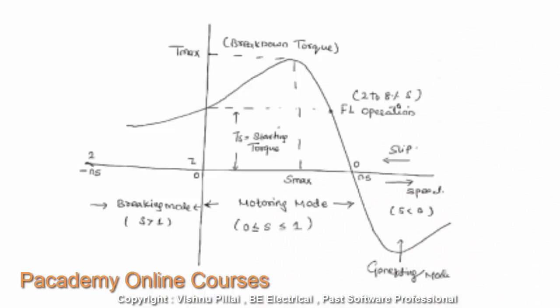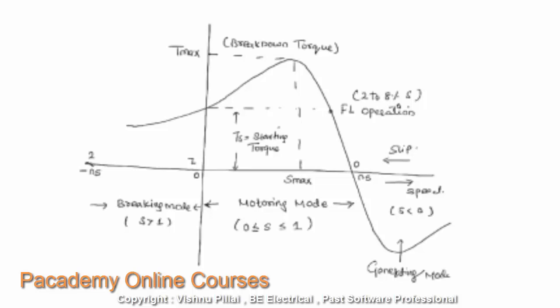There are 3 modes or regions in this graph. The one where the slip is greater than 1 comes in the braking region, and when the slip is between 0 and 1, it comes in the motoring mode, or when the induction motor is running as a motor. When the slip goes less than 0, that is when the induction motor is being rotated by an external prime mover and the speed of the machine goes more than the synchronous speed.